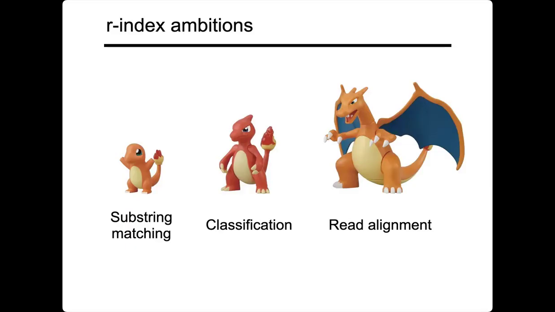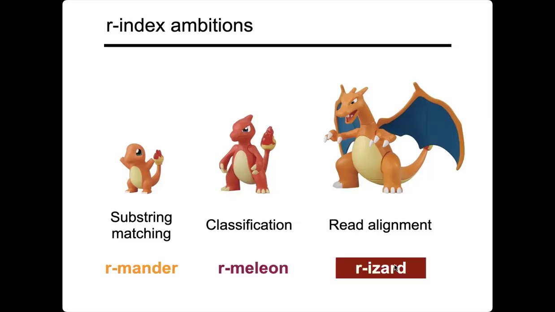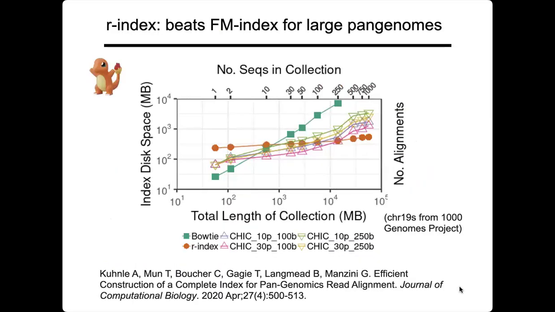So I'm using a Pokemon analogy here that used to work really well with students. I think it's maybe aging a little bit, but since I'm talking about something called the R index, I'm going to refer to these as Rmander, Rmeleon, and Rmazillion. So our goal is to get the Rizard, right? If we get the Rizard, a little spoiler, we're not at Rizard. Still the goal. Okay, so we start with Rmander.